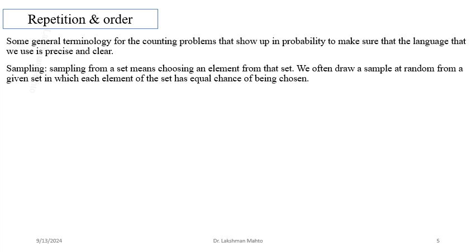There are various ways of sampling. You can take 2 or 3 or 4 or 5, depending upon the situation. Sampling from a set means choosing some elements or one element from the set. Later, if there are n elements, we will call the number chosen k. We often draw a sample at random.